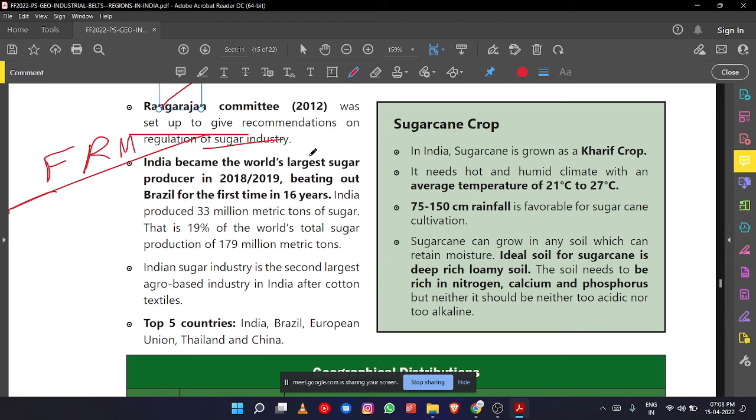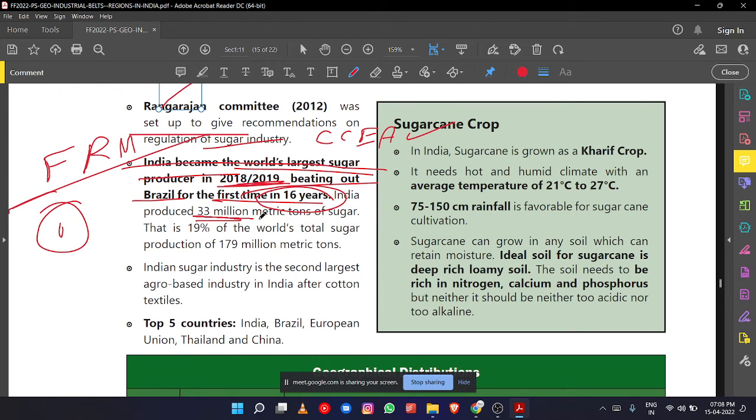It will be given by the Cabinet Committee on Economic Affairs only. They will determine and approve the prices. So with this fair and remunerative price, farmers will get the price money, but the manufacturing industry is at loss here. India has become the world's largest sugar producer in 2018-19, beating out Brazil for the first time in 16 years. So in this financial year, India became the largest producer of sugar, first position.